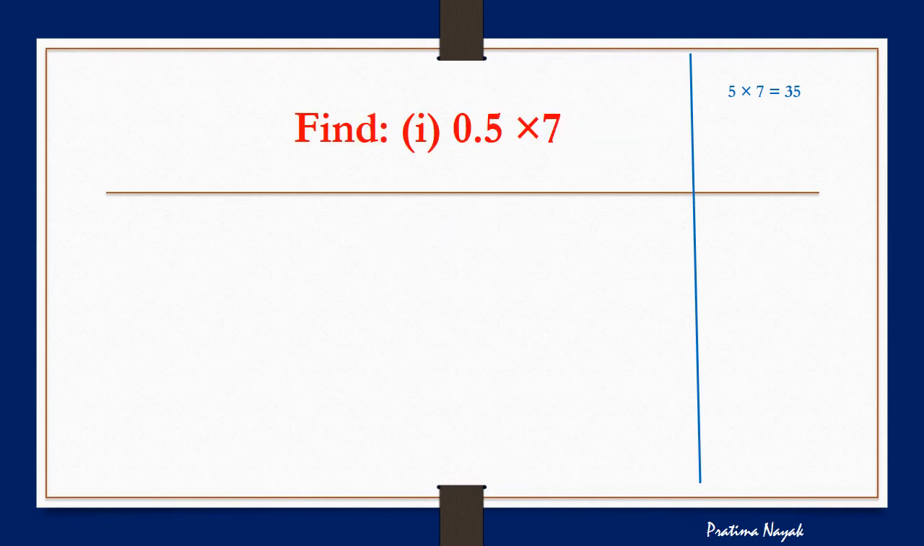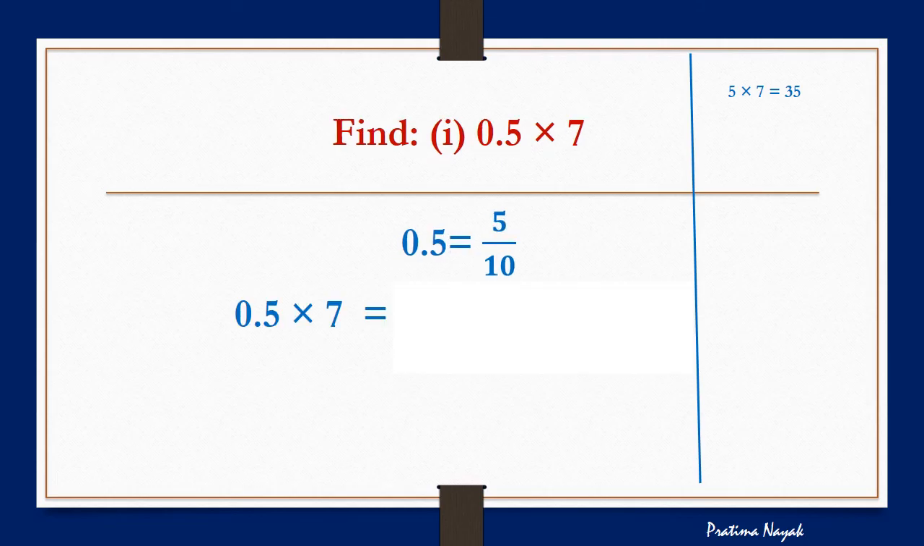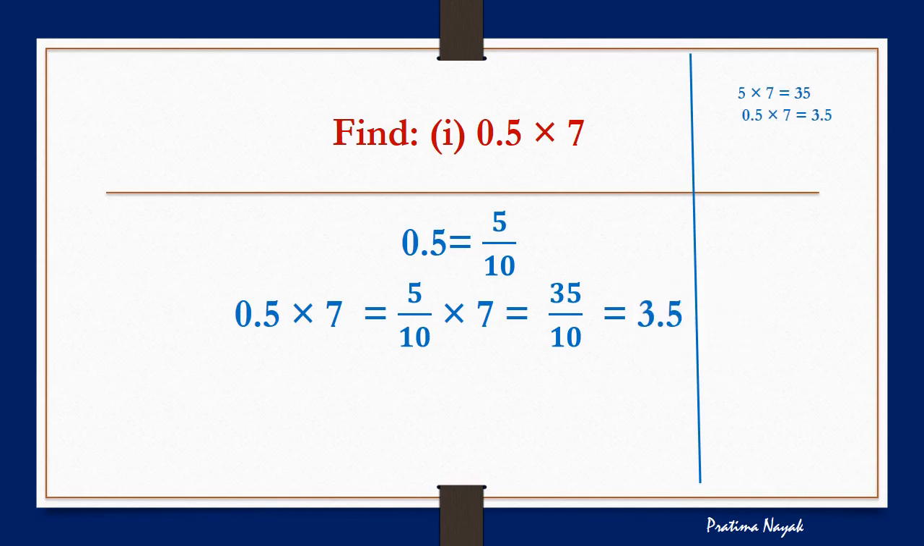Now, from this result, we will multiply 0.5 and 7. So, can you guess the answer? 0.5 is equal to 5 by 10. 5 by 10 multiplies 7. It will be how much? 35 by 10. 35 over 10 is equal to 3.5. The answer is 3.5. See the result again. 0.5 multiplied by 7 is equal to 3.5.